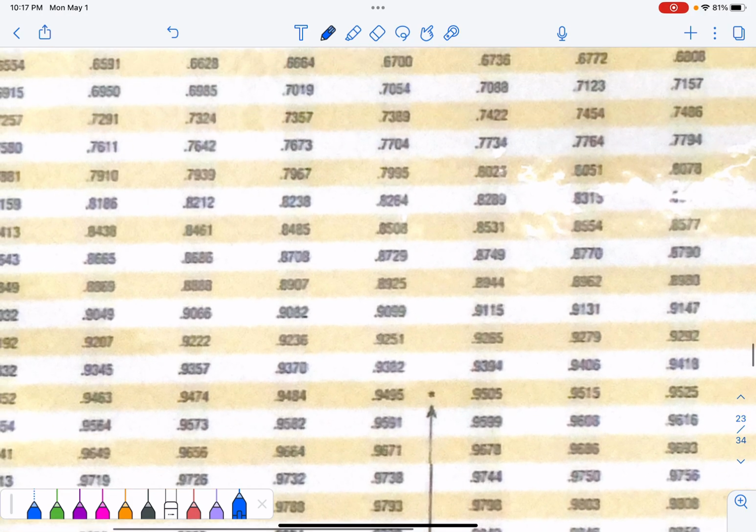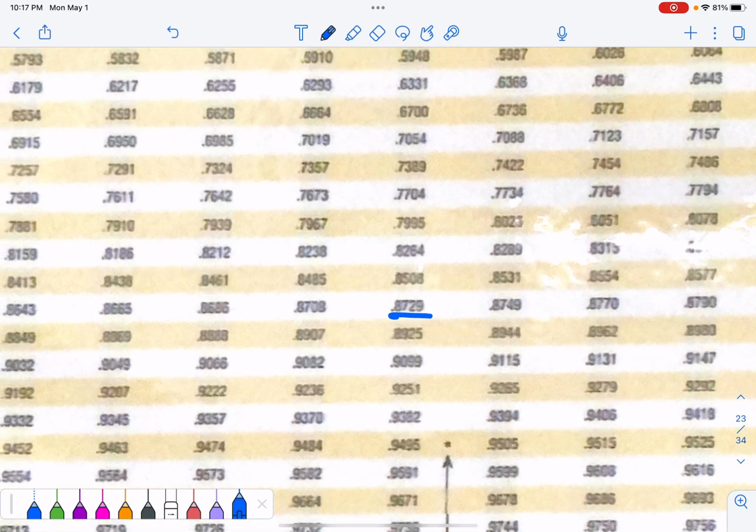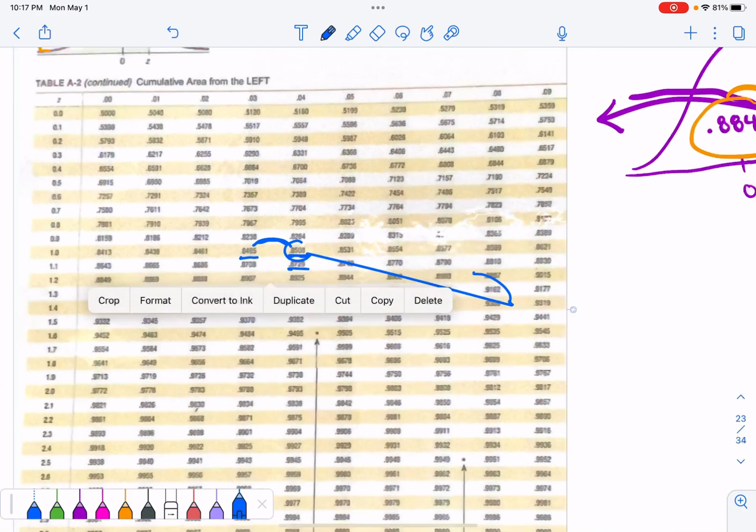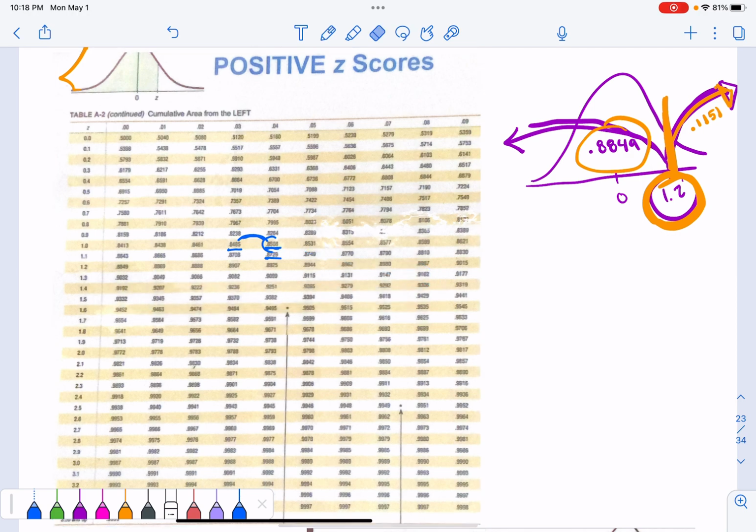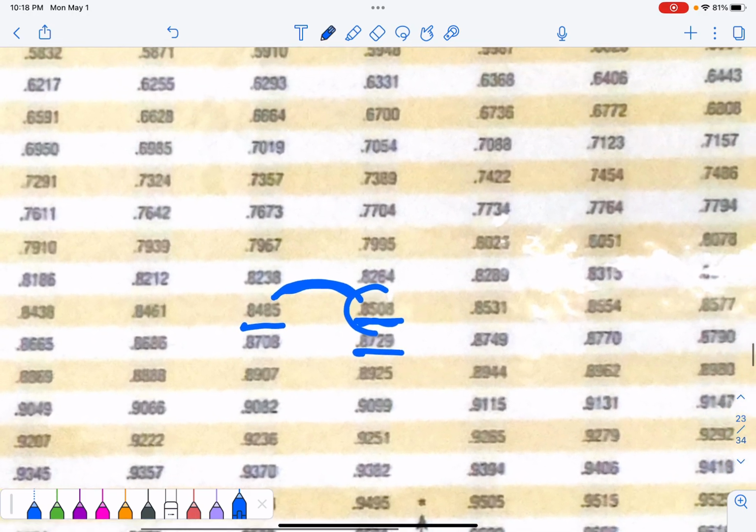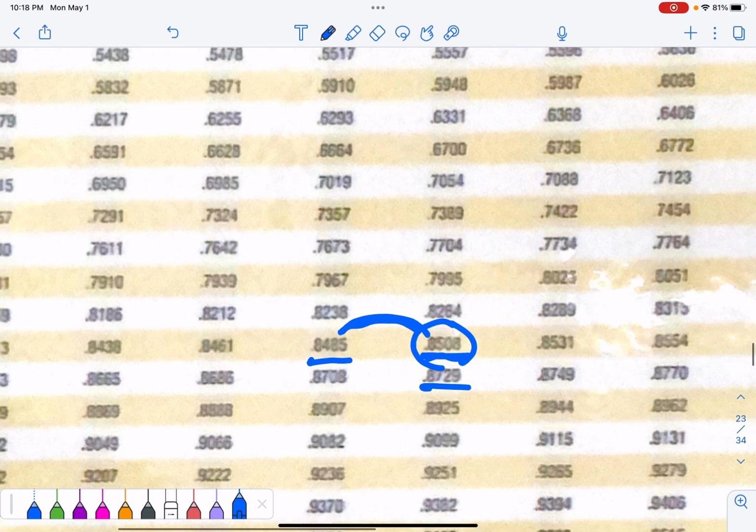They go in order. Like here's 8485, here's 8508. So 0.8500 is going to be somewhere in between those two. Which one is it closer to? Is it closer to 8485 or 8508? 8508 is probably going to be the closest. Let me zoom in. 8508 is closest to the 85th percentile.